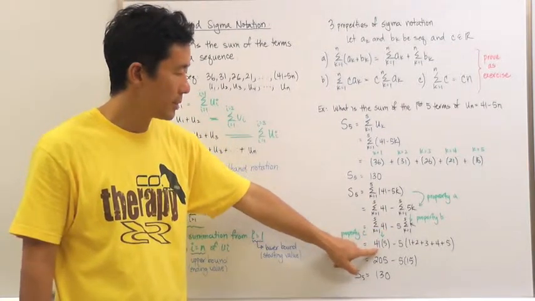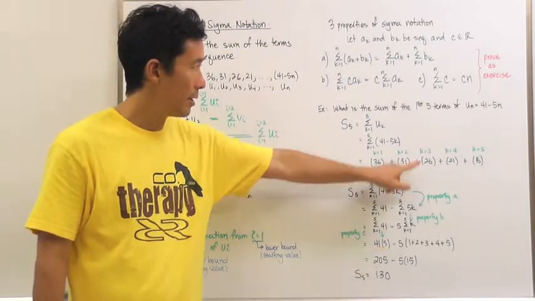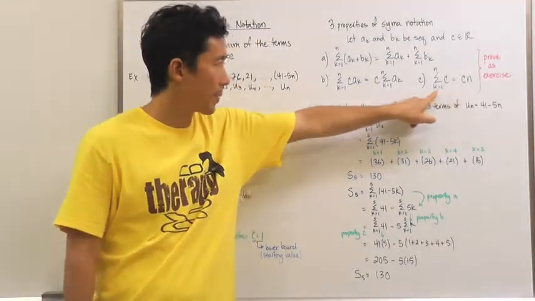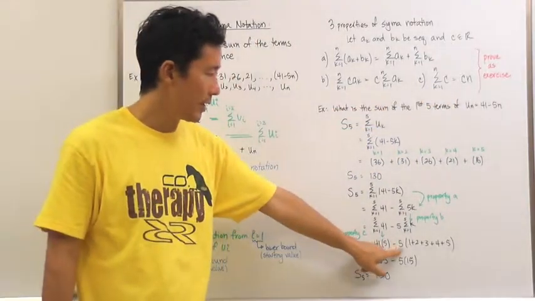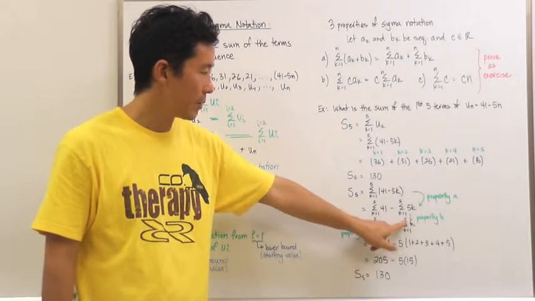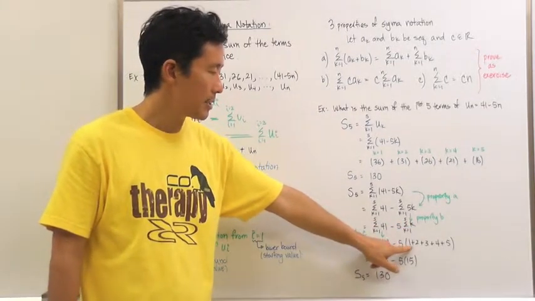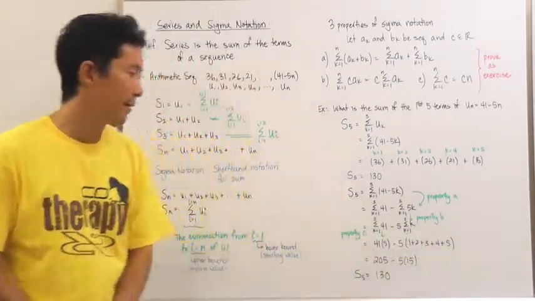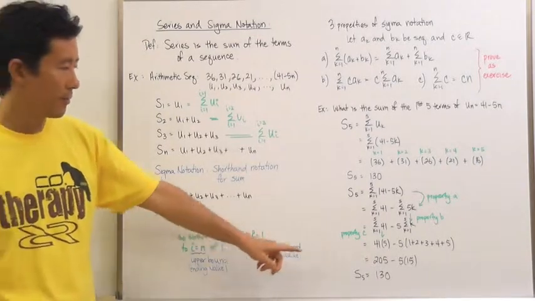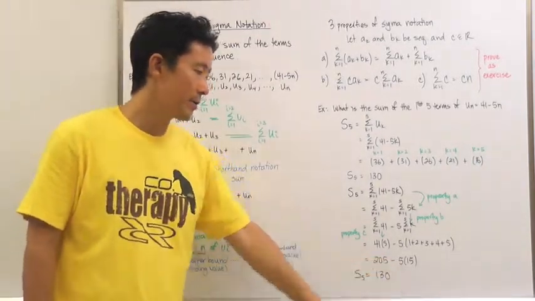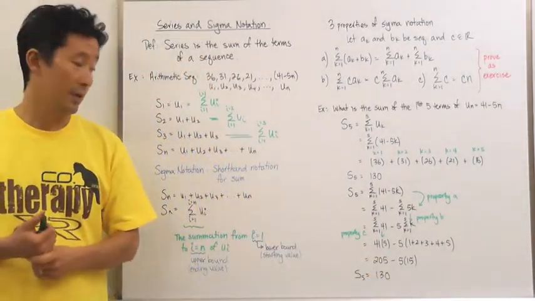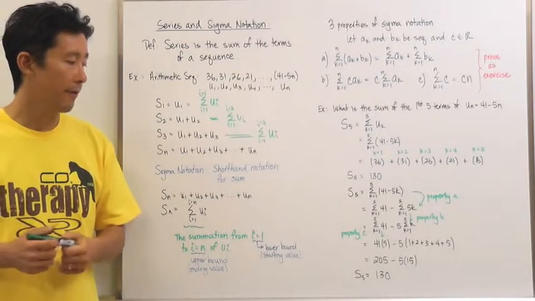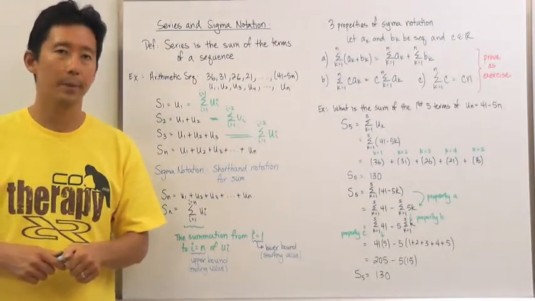So that should come out to be 41 times 5, which is this right here. And then, of course, minus 5 times the sum from k is equal to 1 to 5 of k. Well, that's just going to be 1 plus 2 plus 3 plus 4 plus 5. And then if I go through the math, I'll come up with 205 minus 5 times 15, which is going to give me exactly the same S of 5 value of 130.